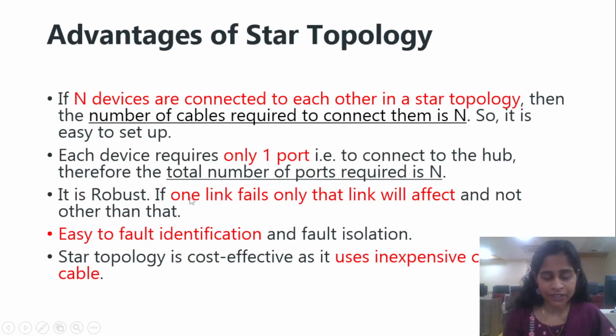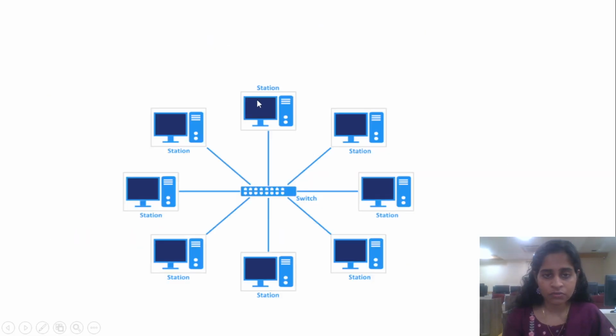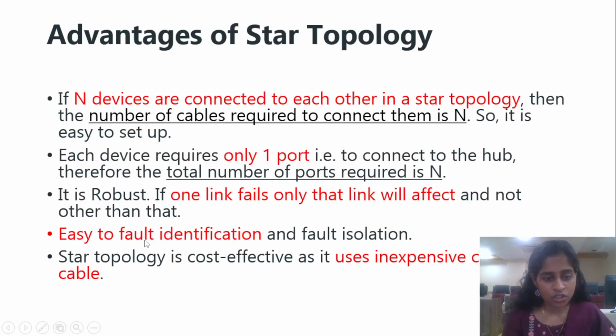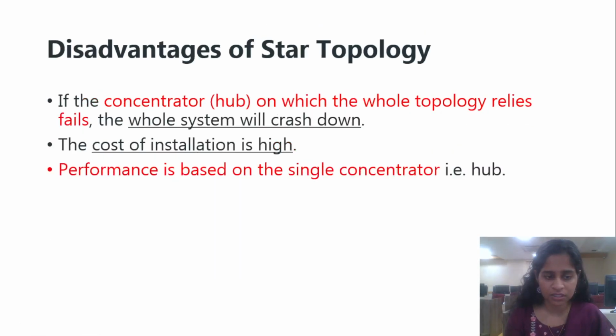The other advantage is if one link fails, only that link will be affected and not the others. Here we know if the station is a failure, if something happened to the station, then this wire will be damaged, or through this wire or this cable I cannot send the data, but others will work smoothly because these are not all connected to the station. It is only connected to the hub. So if something happened to any station, then it will not affect others. Others will work smoothly. Then we can also find out which sender is having any problem or issues. So fault identification can be easily done. And it is also inexpensive because we are using coaxial cable, which is less expensive than other cables.